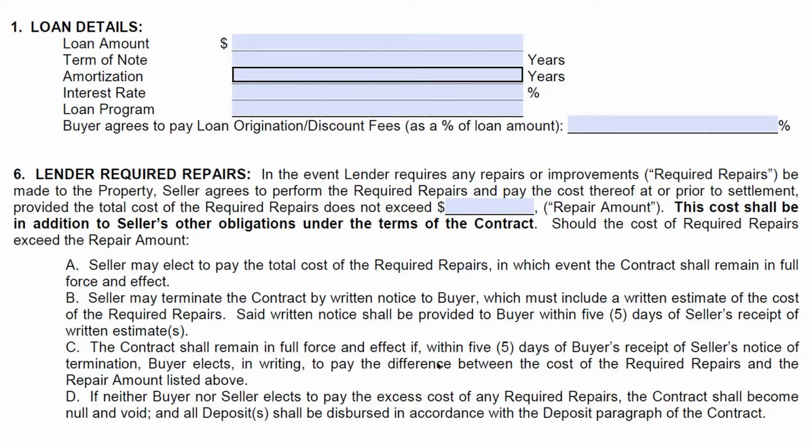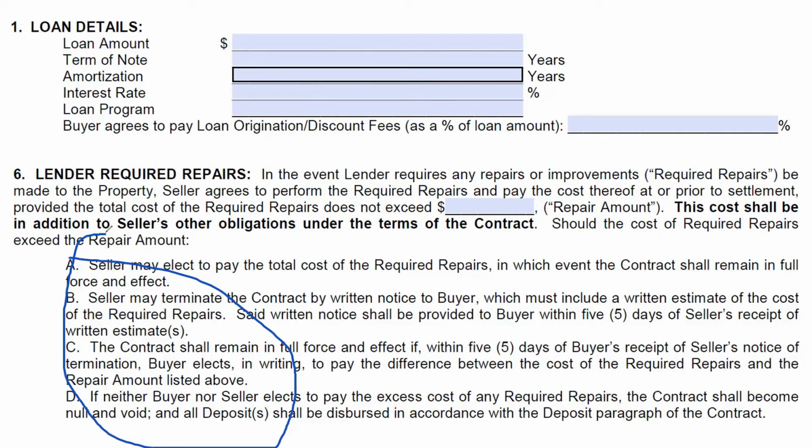And if we miss the mark, if you're not close to whatever it's going to cost for the repairs requested by the lender, then you have the 4 options addressed here. Option A: the seller is going to pay it no matter what it is. So if I put 500 and the costs are going to be 800, the seller is going to cover all the way to 800.